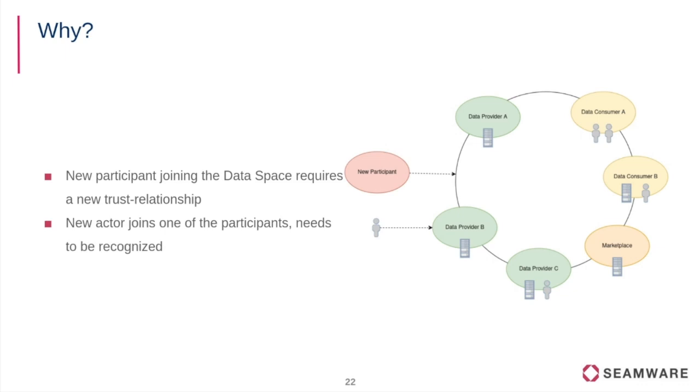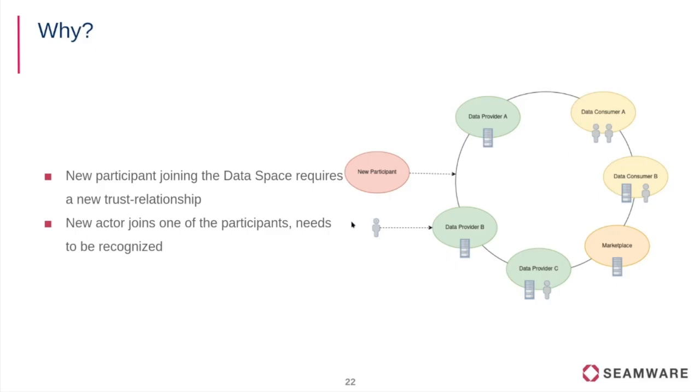We have a couple of other problems to solve. So what do we do if new participants join the data space? We can assume we already have established some trust between provider A and consumer A and so on. But if now a new participant joins, how do we establish the trust relationship between this new participant and all the participants that are already part of the data space?